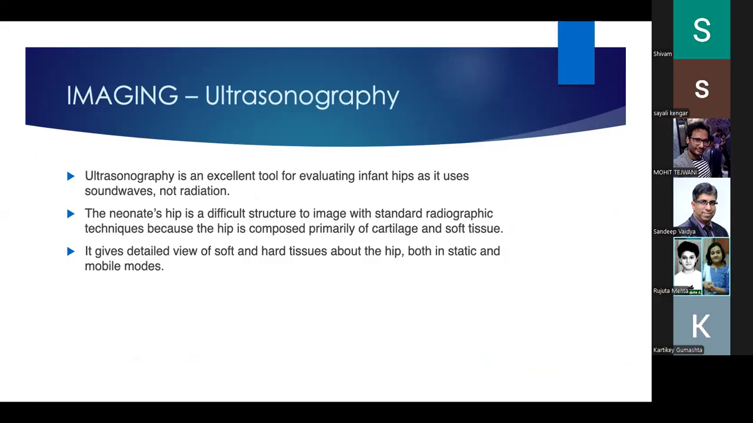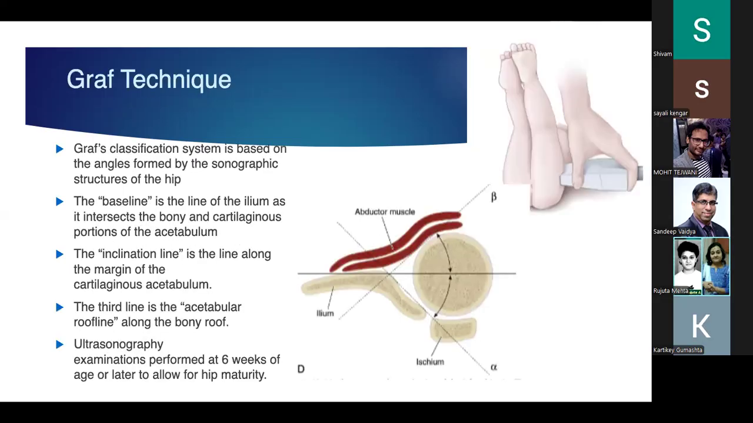Imaging we use in DDH. First is ultrasonography. Ultrasonography is an excellent tool for evaluating infant hips as it uses sound waves, not radiation. The neonate hip is a difficult structure to image with standard radiographic techniques because the hip is composed primarily of cartilage and soft tissue. It gives a detailed view of soft and hard tissues about the hip, both in static and mobile modes. Graf technique uses ultrasound for classification of DDH.